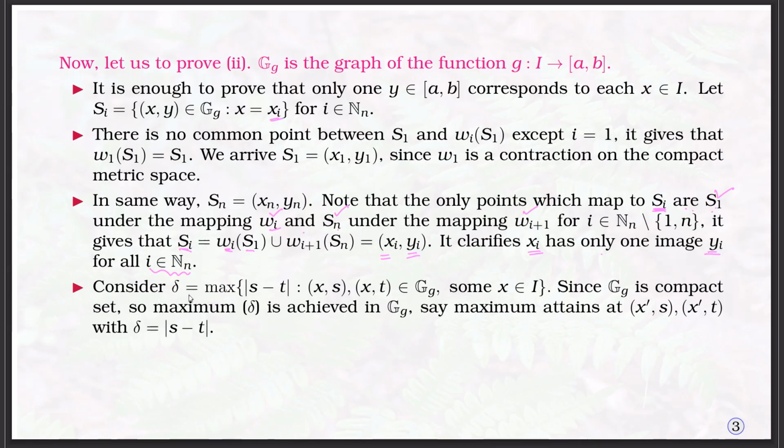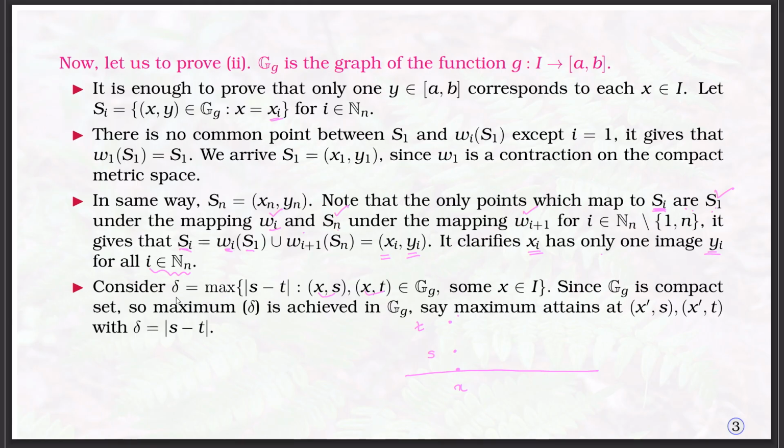Now, consider the supremum metric. Delta is what we are considering as a supremum metric. Delta is defined as the maximum of the modulus of s minus t, such that x maps to s as well as x maps to t. That means we are taking the graph, and if you are taking x here, then x has two images, s and another image t.